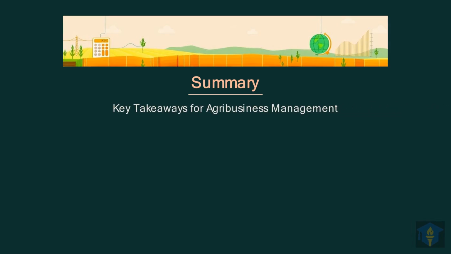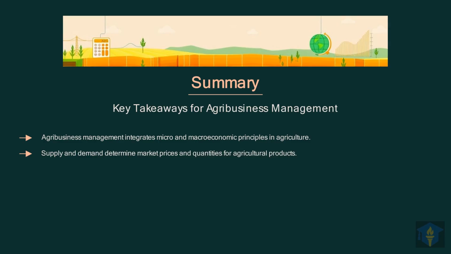Here are the essential points you should remember from this lesson. First, agribusiness management integrates both micro and macroeconomic principles in agriculture. Supply and demand dynamics determine market prices and quantities for agricultural products. Price elasticity helps us understand how markets respond to changes in pricing.